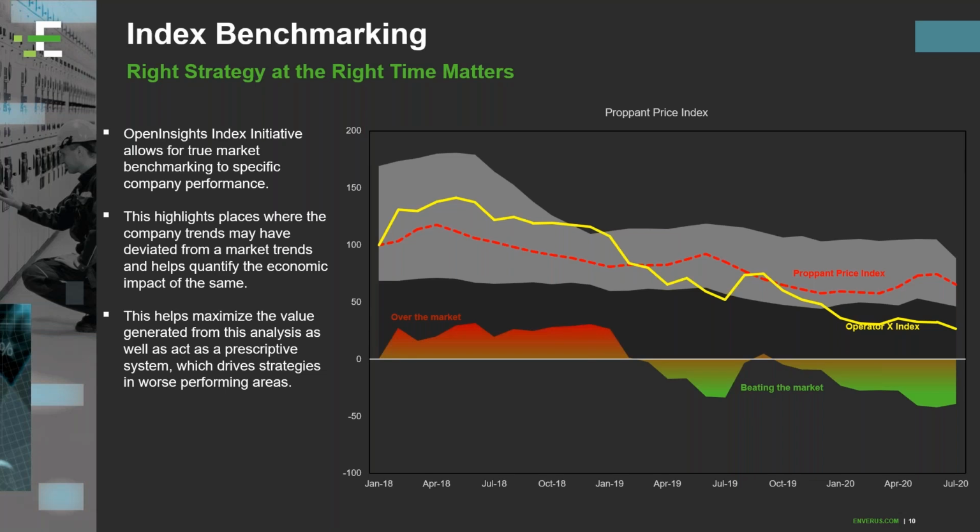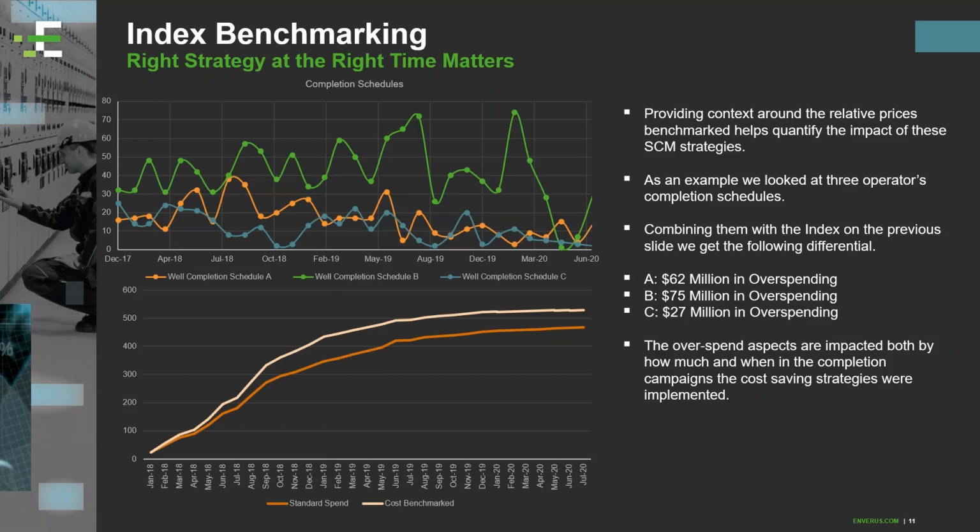So for this perspective, I looked at this distribution where they were technically over the market, or beating the market, but there was a discrepancy between the way the market was trending and where this operator was trending. And you combine that with completion activity trends for 3 operators of varied sizes. They have differences in the way their schedule works, right? Some of them picked up activity in 2019, some picked up more activity in 2018, and others have been relatively flat.